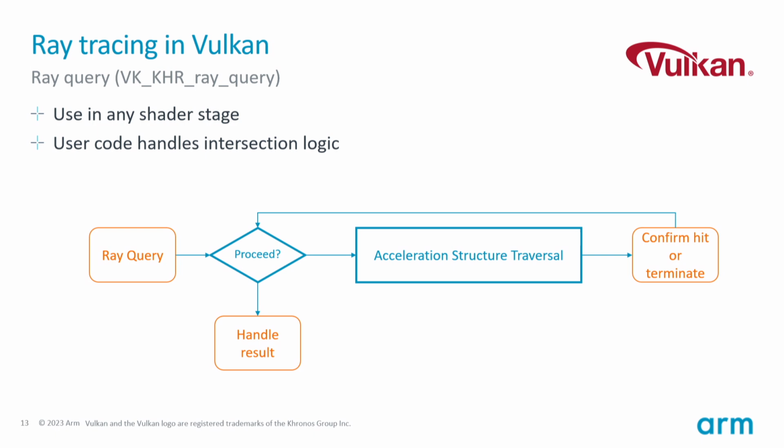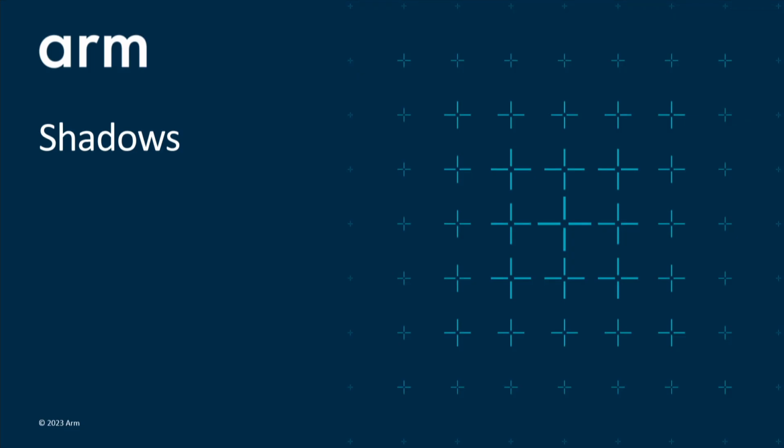Now we understand the acceleration structure and the ray query. Now we can describe how to implement our effects like shadows and reflections. So let's talk about shadows first.